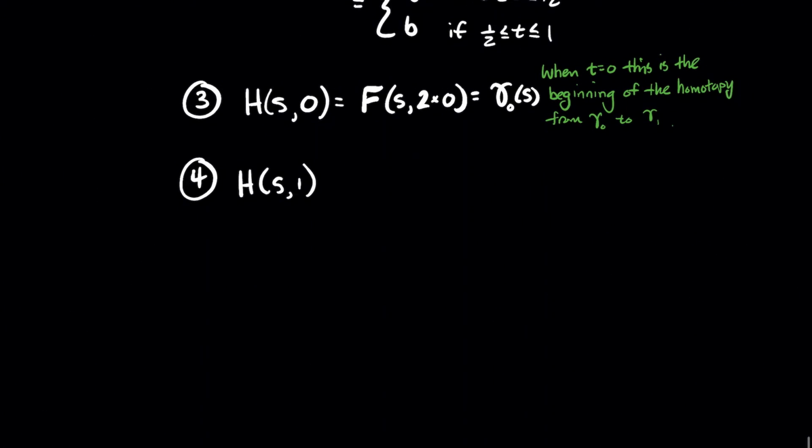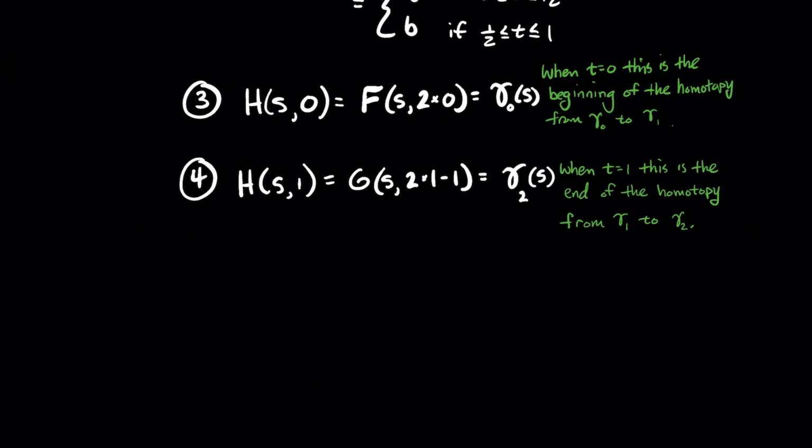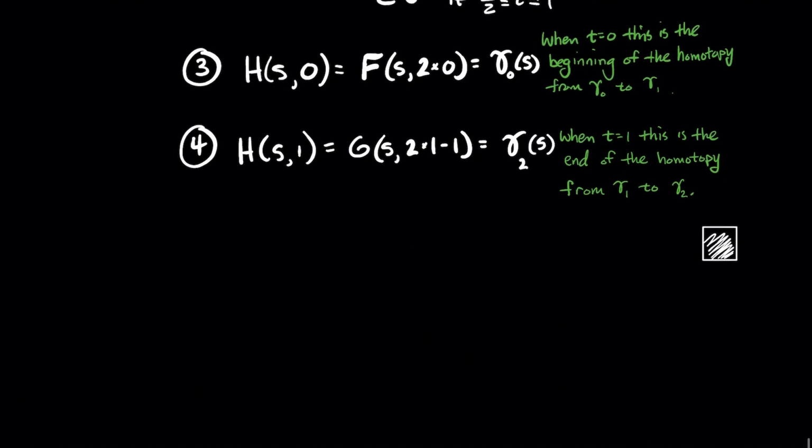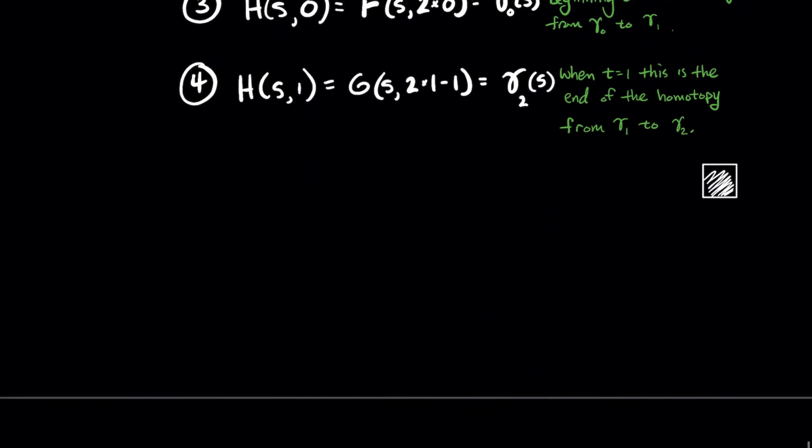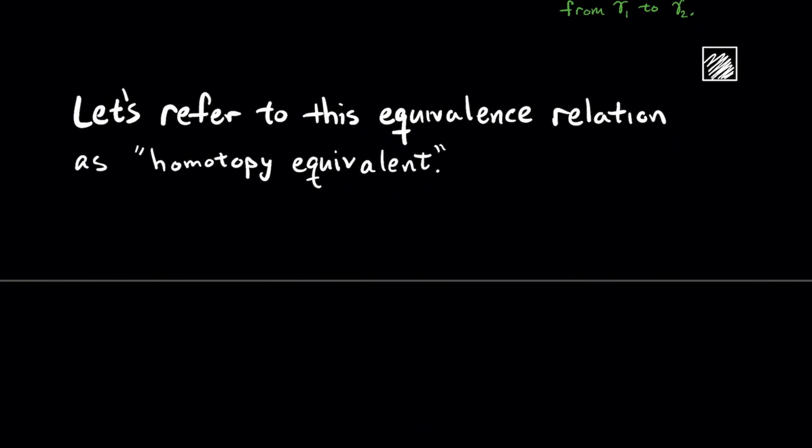And when I plug in 1 for t, kind of like the final value for t, well, that's what happens when you plug in t equals 1 into your piecewise formula where G is, and that reduces down to gamma 2 of s, because I know that G is a homotopy that ends at gamma 2. So that means H ends at gamma 2 also. And so that finishes the proof. That shows that H is our homotopy from gamma naught to gamma 2. Finishes the transitive proof.